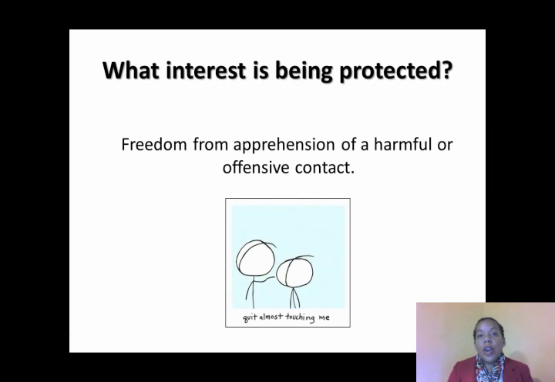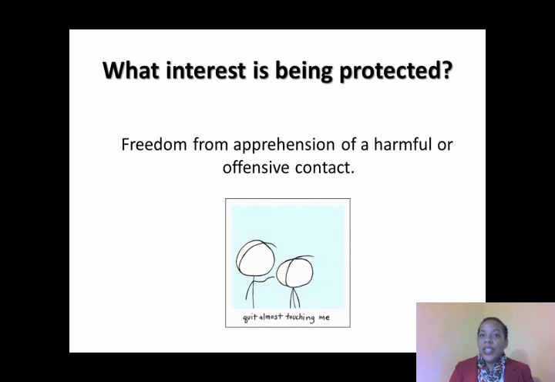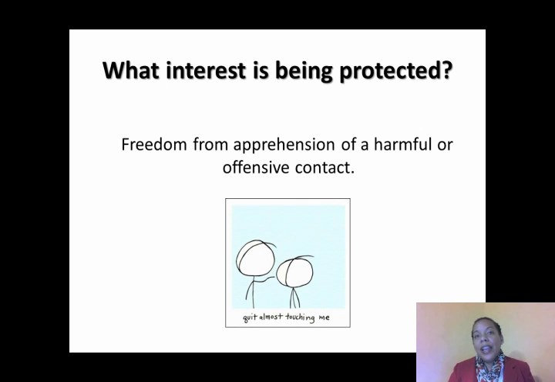Sometimes students have difficulty determining the difference between assault and battery, because if you look at the rule for assault, you can almost see the rule for battery within the rule for assault. How do you distinguish this? Well, focus on what interest is being protected. With assault, the interest being protected is the freedom from apprehension of a harmful or offensive contact. Look at the picture here. Quit almost touching me. Remember, assault is about the apprehension, not about the contact, right? And so even though the intent to commit a harmful or offensive contact may result in an assault if the contact doesn't actually occur, the intent to commit an assault is really about the apprehension and not about the contact itself.